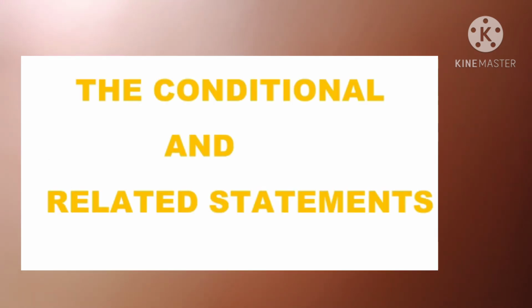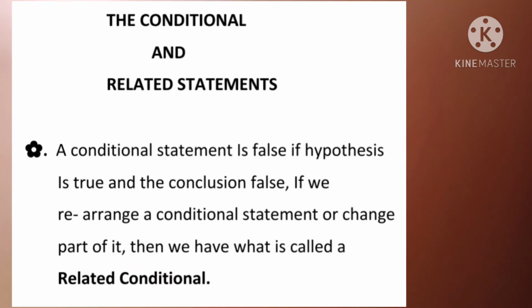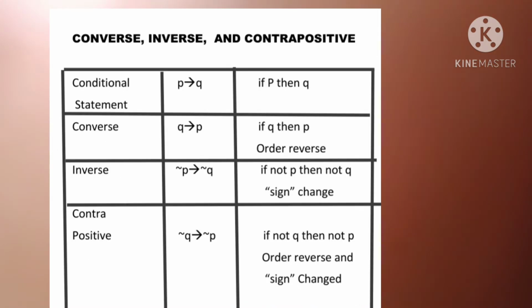So, we proceed to the conditional and related statements. A conditional statement is false if the hypothesis is true and the conclusion false. If we rearrange a conditional statement or change part of it, then we have what is called a related conditional. So, converse, inverse, and contrapositive.